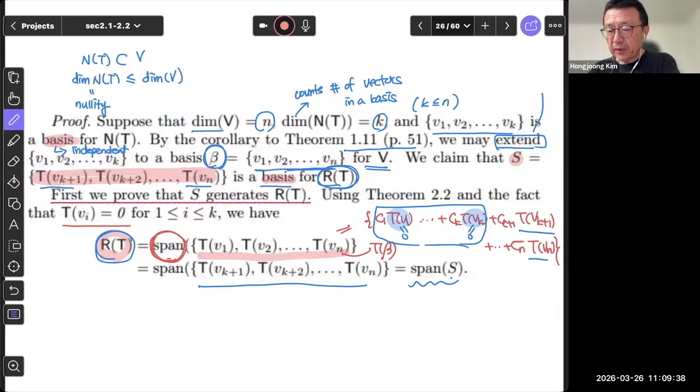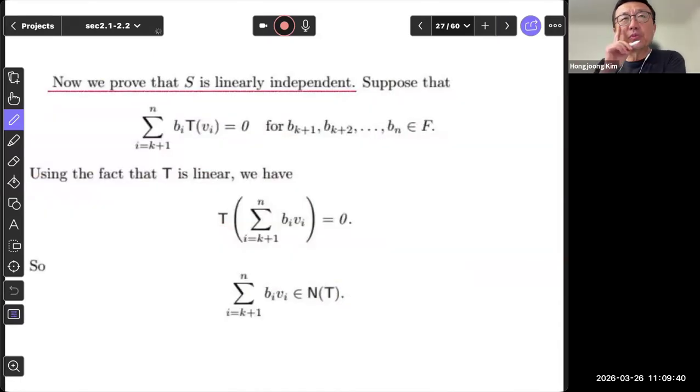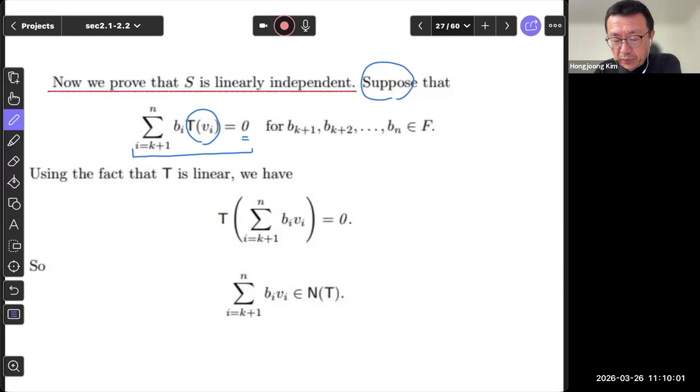Okay. Now, to prove that S is linearly independent, let us consider an arbitrary linear combination of those vectors in S, and then let me assume that this linear combination is 0. Let me assume this one. So suppose that we have this equation for some numbers.